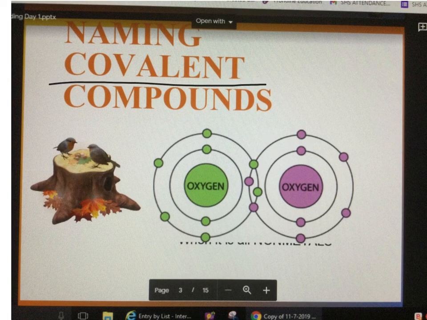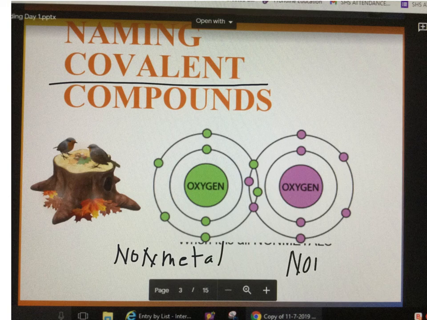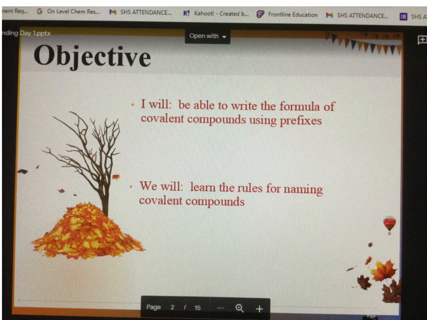Okay, so now quick reminder, covalent compounds are a nonmetal and a nonmetal coming together. What you're going to do is write a chemical formula for covalent compounds using prefixes, and I'm going to give you a table in a minute. You're going to learn the rules for covalent compounds. So remember that prefixes can only be used for covalent compounds.